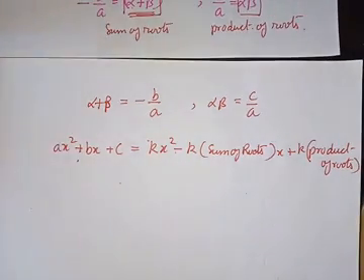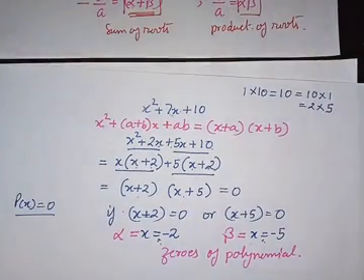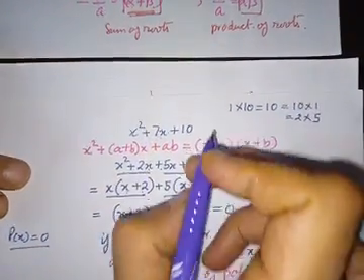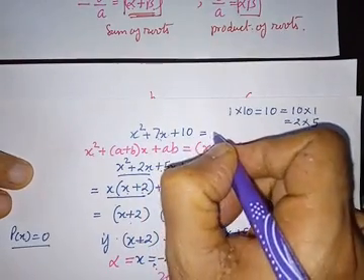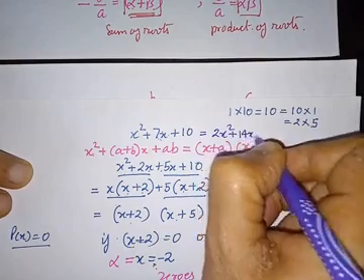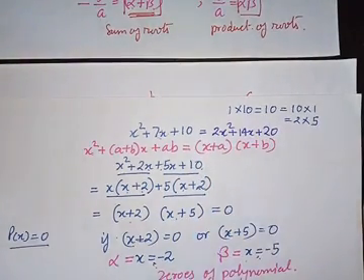Now let us take our first example again. The first example was this. Now let me multiply this whole equation by 2. So let us see what I get. 2x square plus 14x plus 20. So on multiplying the whole equation by 2, I get this.